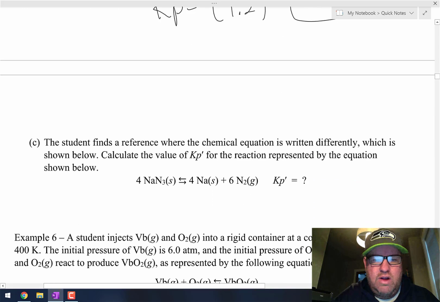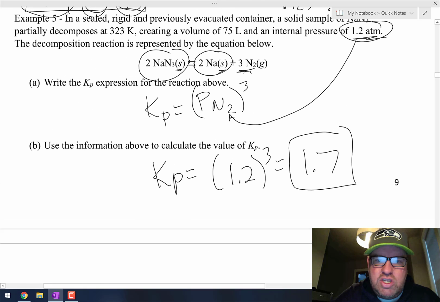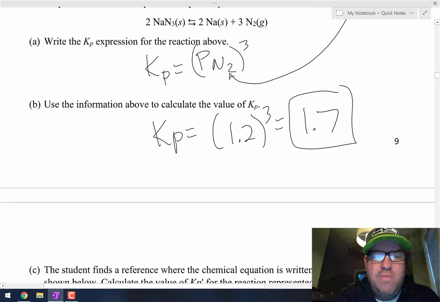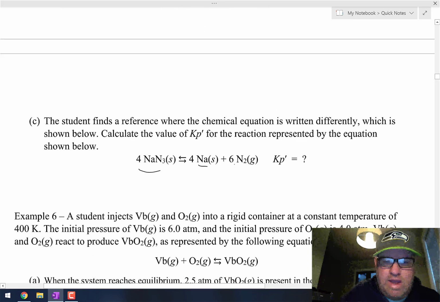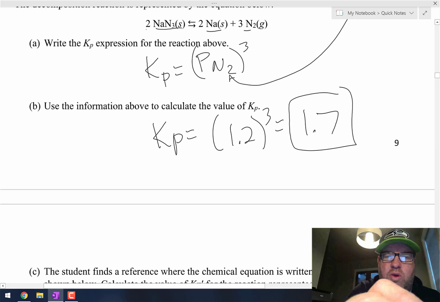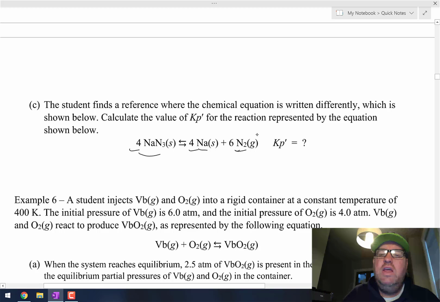This next one also, letter C, looks just like this one. This goes back to what we learned a few days ago. Notice that we've got the same equation, NaN3, Na, and N2. But notice that all of the coefficients have now doubled. We went from 2, 2, 3 to 4, 4, 6. And we know that when that happens, what do we do with the equilibrium constant? We don't double it. We raise it to the power of that number.